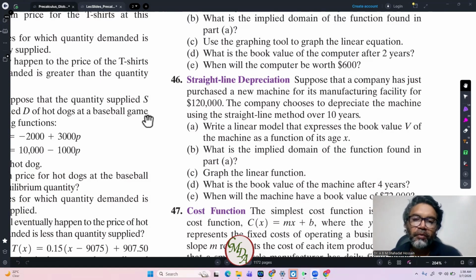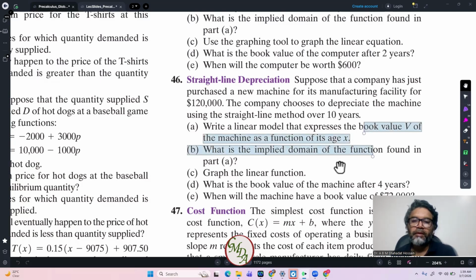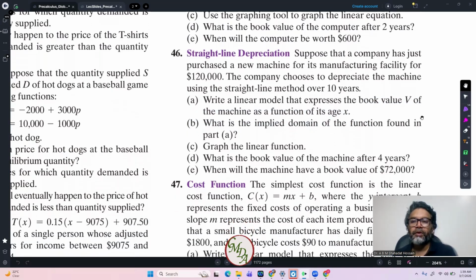Then the second part, what is the implied domain of the function found in part A? Third part, draw the graph of this linear function. And D, what is the book value of the machine after 3 years? And the last question, E, the fifth part, is when will the machine have a book value of $72,000?